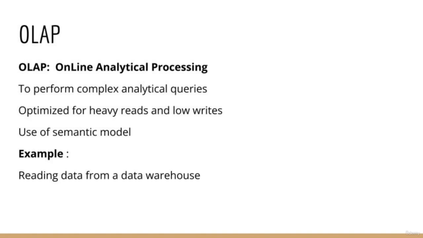OLAP uses a semantic model. Semantic modeling provides a level of abstraction over the database schema so that users don't need to know the underlying data structures. Let's look into an example to clarify this. An organization has data stored in a large database. It wants to make this data available to business users and customers to create their reports and do some analysis.